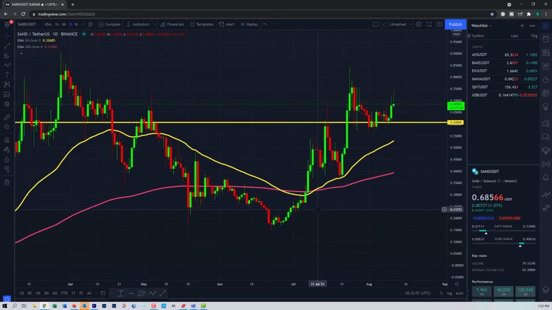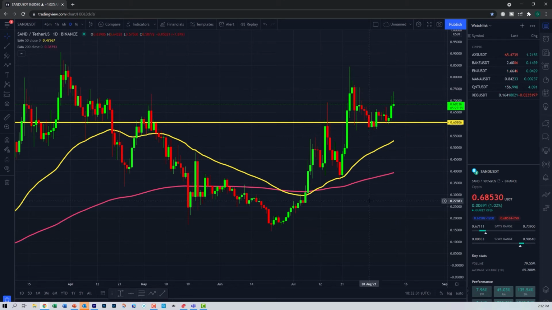Here's a coin called Sand, and right here you can see an example of a golden triangle. So right here, the 200-day crosses and goes above the 50-day. And when you see this, you would expect an uptrend or a bullish market. And in this case, you do see that it went from a lower price and started on an uptrend, and it's now making new highs.